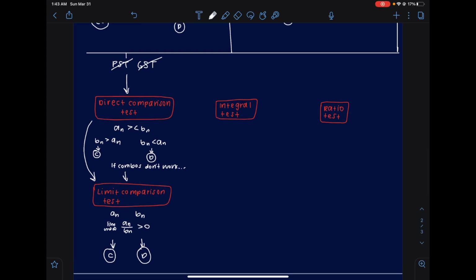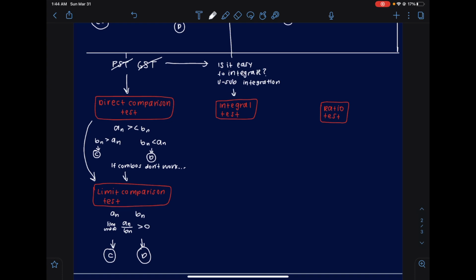Now, let's go back to the top. Let's say that the function does not resemble a p-series or a geometric series. Now you want to ask yourself, is it easy to integrate the series? So is the series just screaming out for you to integrate it? Examples of this would be easy U substitutions, or just an easy integration technique that you can apply to the function. If so, then you're going to use the integral test.